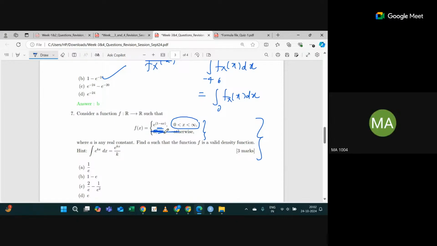Suppose I didn't mention this, and I gave f(x) like this only. This means apart from this support, f(x) will be 0. Okay, sir. Okay. So tell me what is the answer. Are you calculating, or do you want me to calculate?